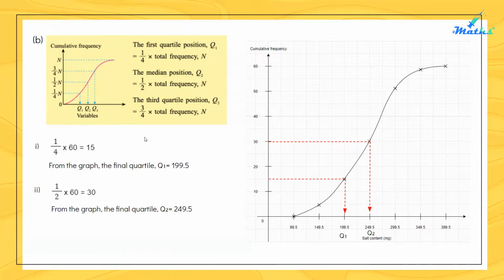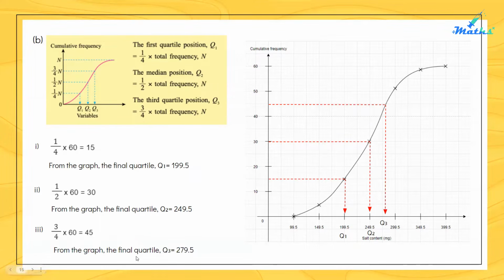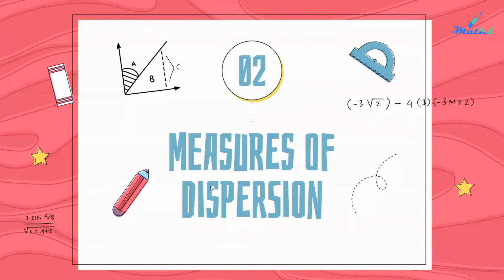For the third quartile, the position is 3 per 4 times 60 equal to 45. So in the graph, we find 45. Draw the dotted line until it touches the line in the graph and go down. So this is Q3. So the answer for the third quartile Q3 is 279.5.